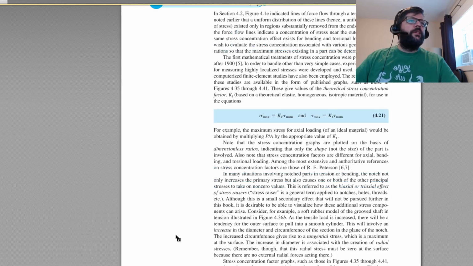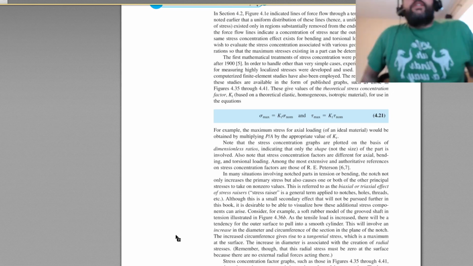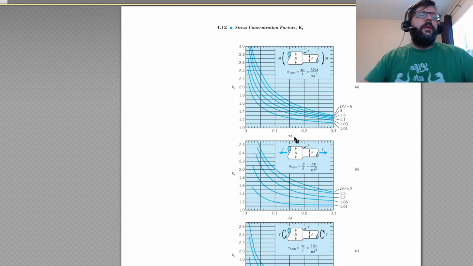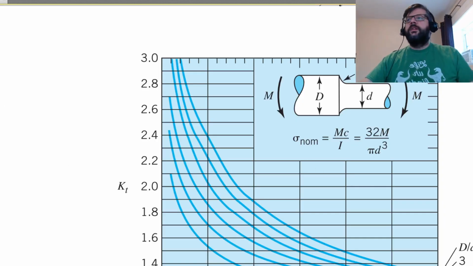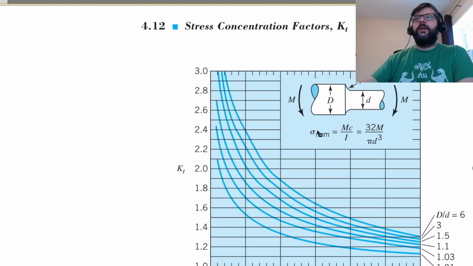That's Table 4.35, or at least it is in the version of Juvinall that I'm working with here. I'm honestly not sure if it's exactly the same in the version that you're working with, but it'll do the trick. So Table 4.35 gives basically the three types of stress concentration factors for this type of geometry.